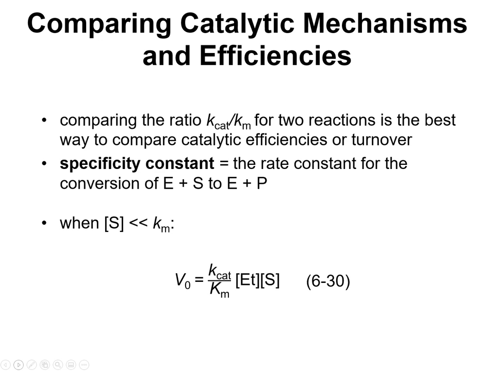If you compare the ratio of kcat over Km for two reactions, that's the best way to compare the catalytic efficiency. And that's usually what you'll see it termed as. You'll see catalytic efficiency, and they're referring to kcat over Km. And what this does is it allows you to compare the conversion of enzyme plus substrate to enzyme plus product.